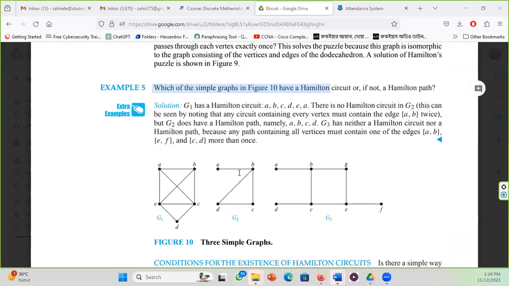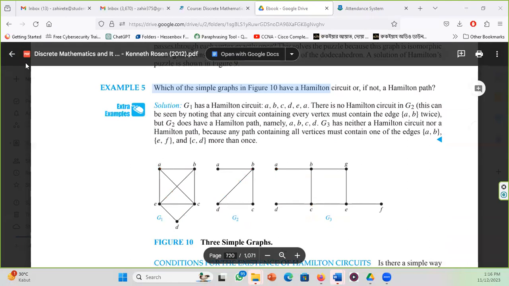So G1 has a Hamiltonian circuit. Why? You need to come back to the starting point again. So from A to B, C, D, E, and A. So Hamiltonian and Euler have the same common point: the starting and finishing point will be the same. In Euler, you need to cover all the paths, and in Hamiltonian, you need to cover all the nodes. This is the difference.